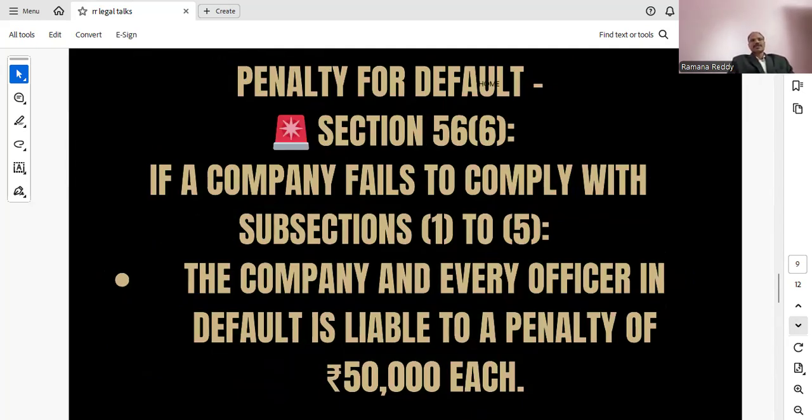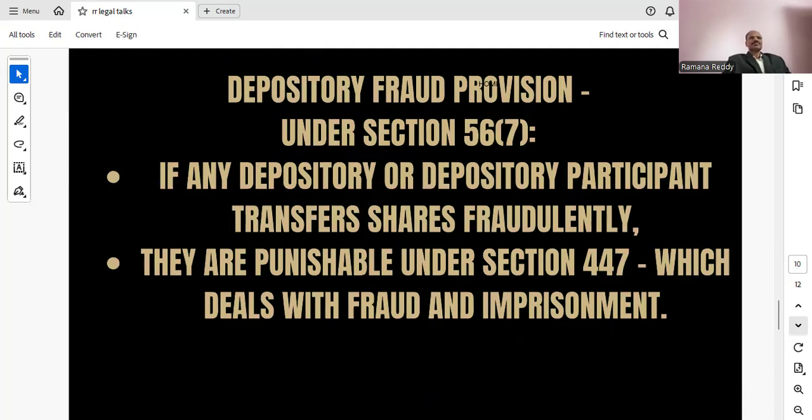So what about the penalty for default? As per Section 56(6), if a company fails to comply with subsections 1 to 5, which we just discussed, the company and every officer in default is liable to a penalty of 50,000 rupees each. If there is any fraud, there is a depository fraud provision under Section 56(7). If a depository or depository participant transfers shares fraudulently, then they are punishable under Section 447, which deals with fraud and imprisonment.